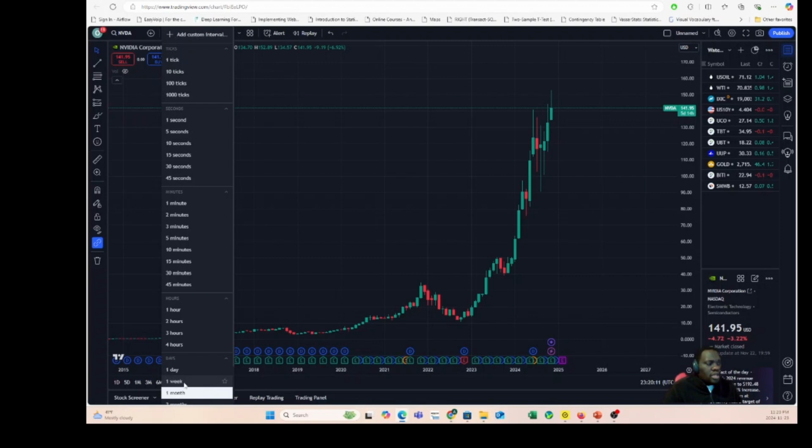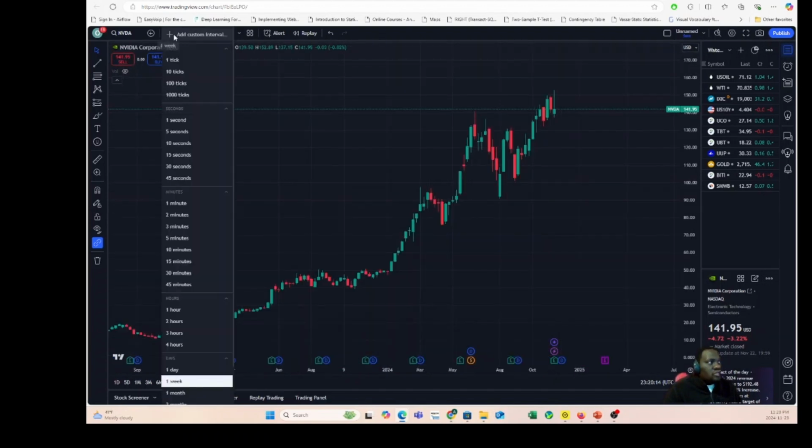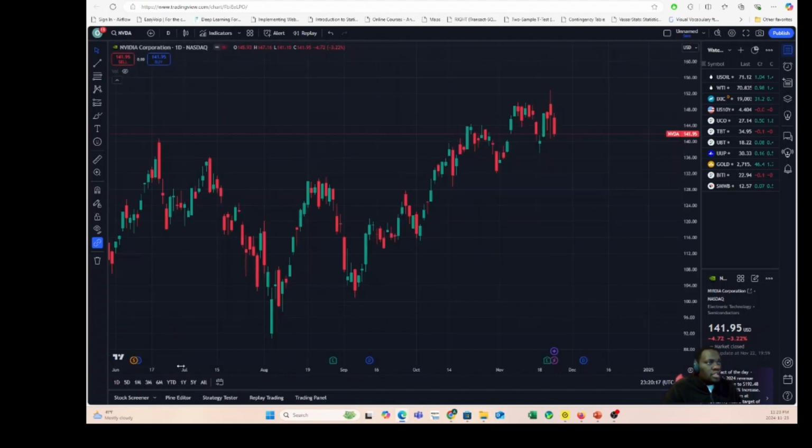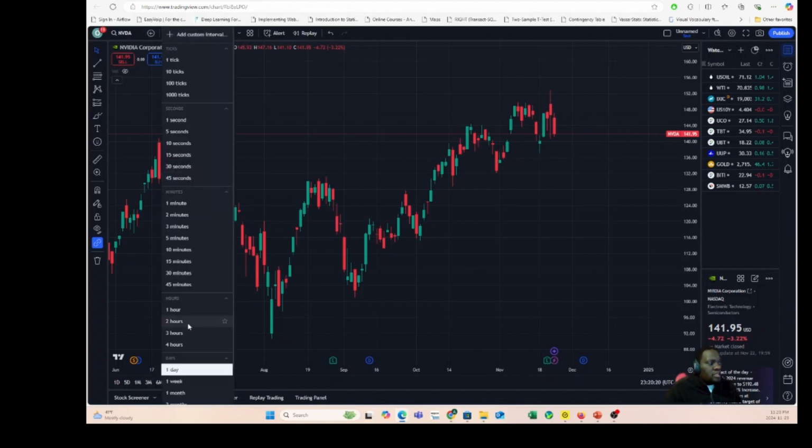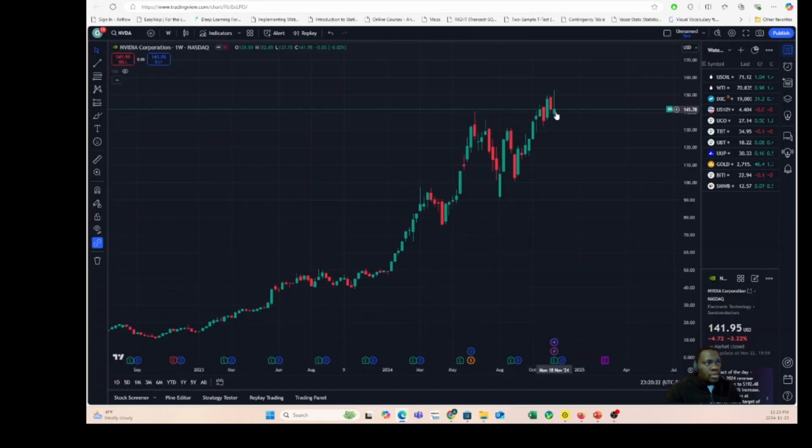If I wanted to go to the week, I'll just click on week, and if I want to go to the daily time frame, I'll click on the daily time frame. I'll proceed back to the weekly time frame. Remember, we have the green candles and we have the red candles. The green candles are called bullish candles and the red candles are called bearish candles.